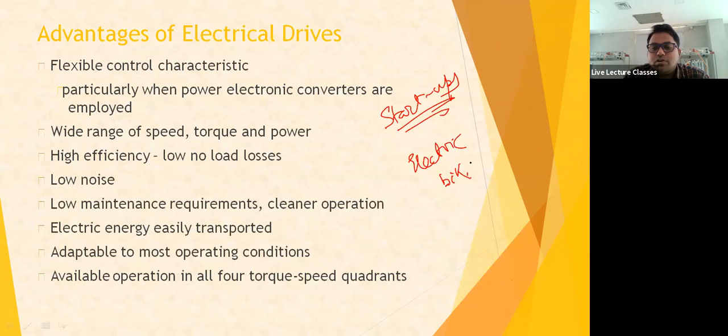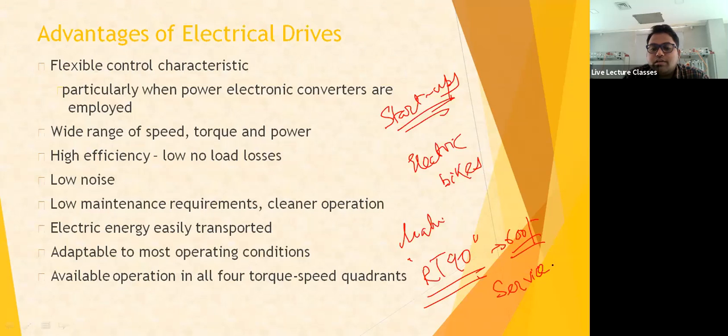Electric bikes are the most common thing. Then Mahindra is also there. There is one car called RT90, which is being sold at 600 rupees only. You go for 600 rupees, and it's called a service car. It's an all electric car, right? See, electric drives are not particularly limited to electric vehicles. They are in every sphere. One most interesting application of electric drives is in electric vehicles, but electric drives are everywhere.